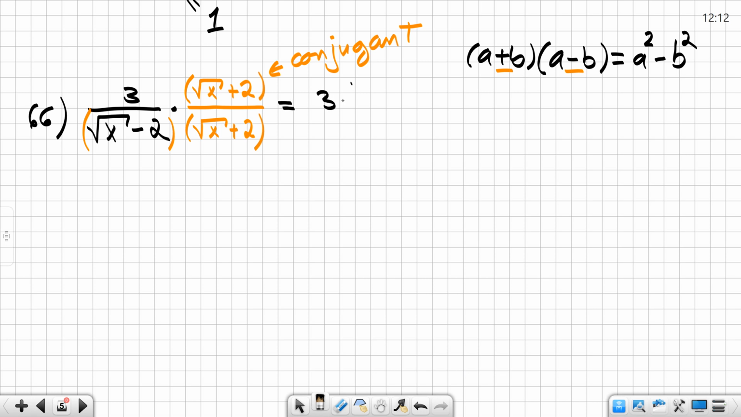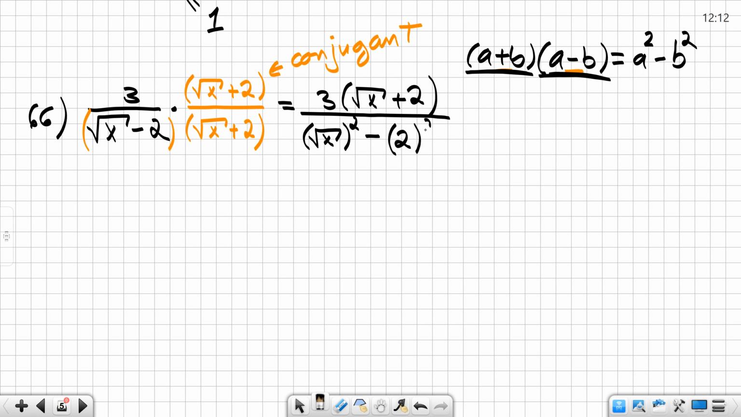In the numerator, 3 times the square root of x plus 2. In the denominator now, I have this scenario right here: the square root of x minus 2 times the square root of x plus 2. And if I would multiply this out, I'm going to get the square root of x squared minus 2 squared. This is the difference of 2 squares. If you would FOIL it out, you would do it a little bit longer, but you would end up with the same result. I'm just using the shortcut here.